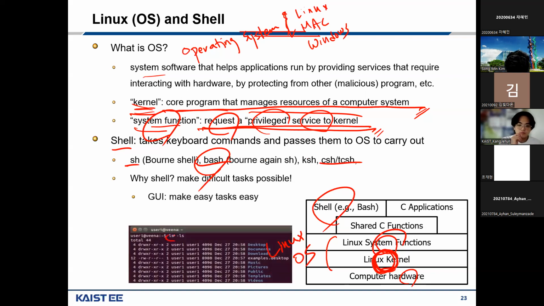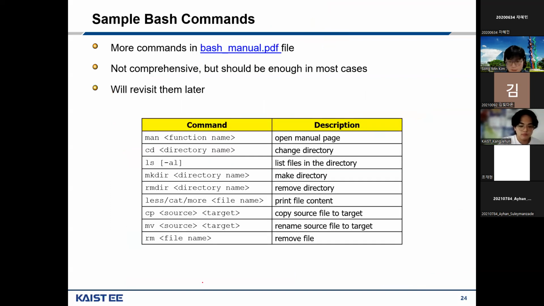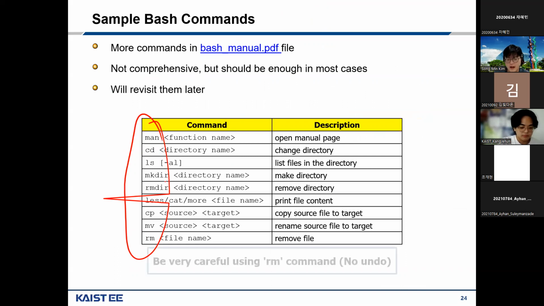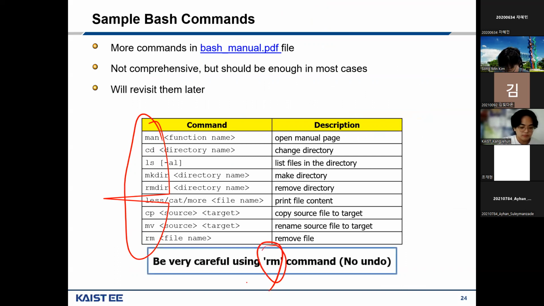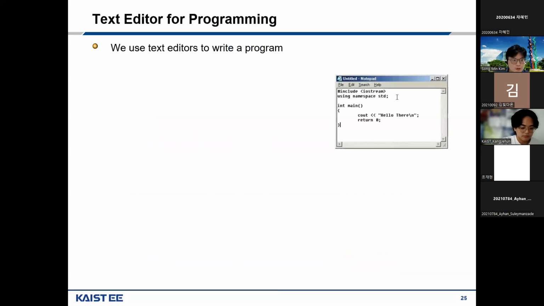For example, this is one command of the shell, right? ls, it shows the list of the files. Okay, there are more commands here, right? There are different commands. Try it out yourself. Where you should be careful with the remove command because there's no undo. Once you remove it, you're done. So be careful when you're using remove.